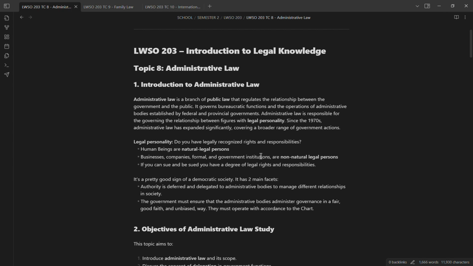Administrative law, and administrative bodies, are a pretty good sign of a democratic society. It has two main facets. One, the idea that authority is deferred and delegated to administrative bodies to manage different relationships in society. And two, the government must ensure that the administrative bodies administer governance in a fair, good faith, and unbiased way. They must cooperate in accordance with the Charter. So these are the two main ideas within administrative law, and administrative bodies as an extension of that.